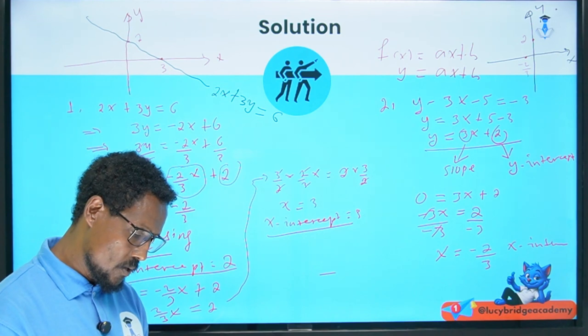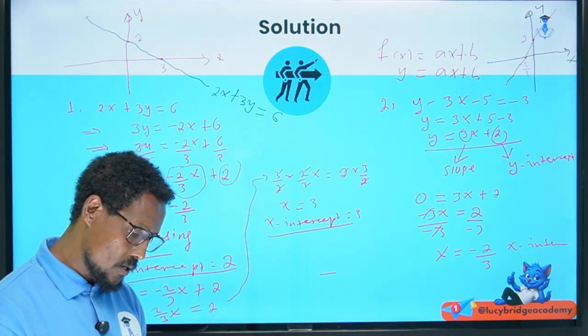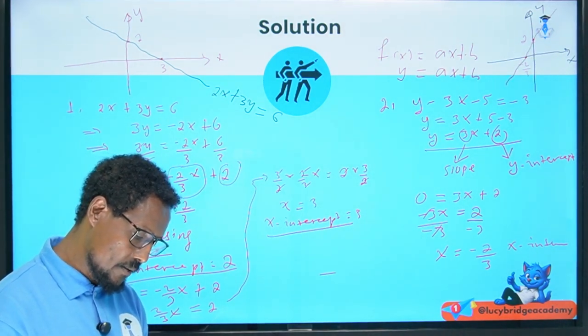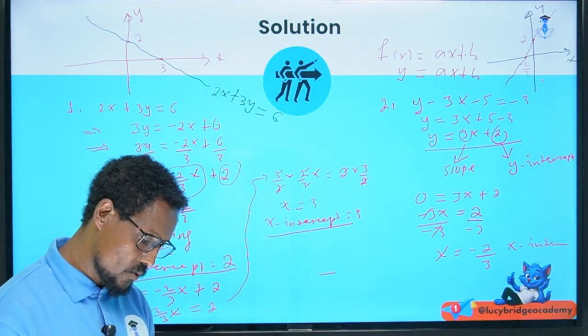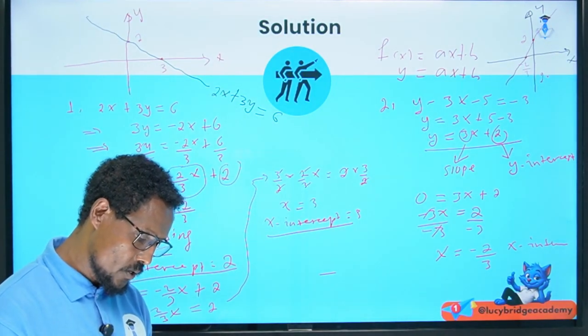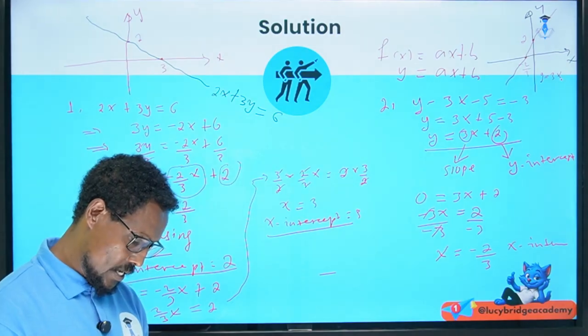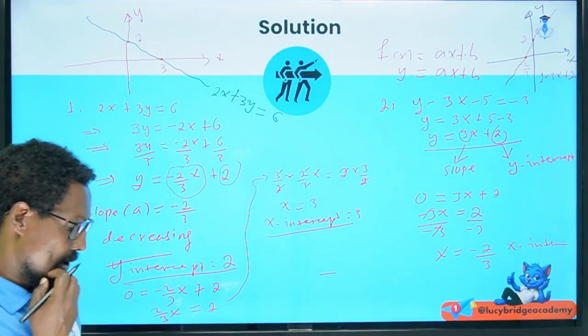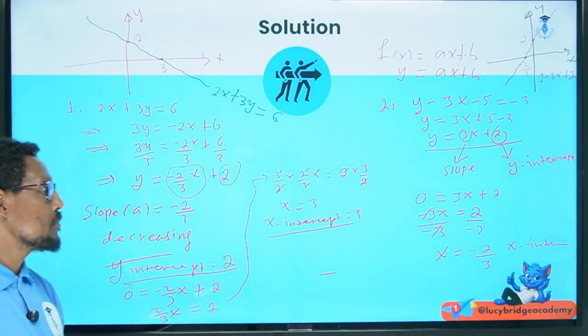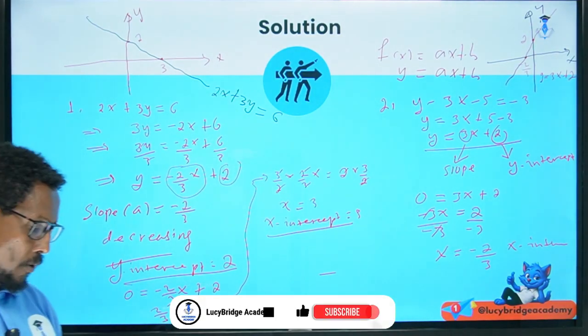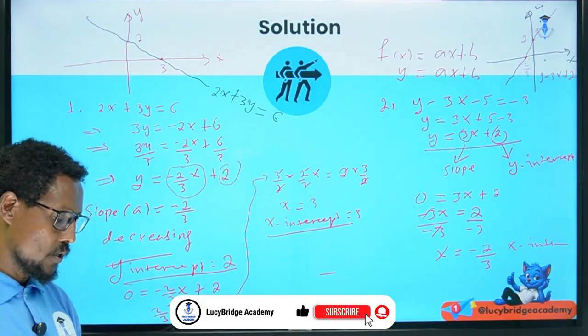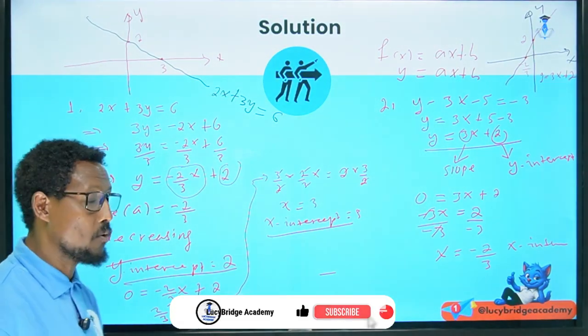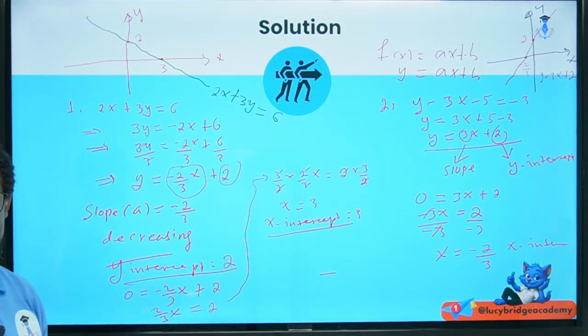So this is the equation of the graph, which is y is equal to 3x plus 2. Okay, since the slope is positive 3, it goes from bottom left to top right, or from the third quadrant to the first quadrant, okay?